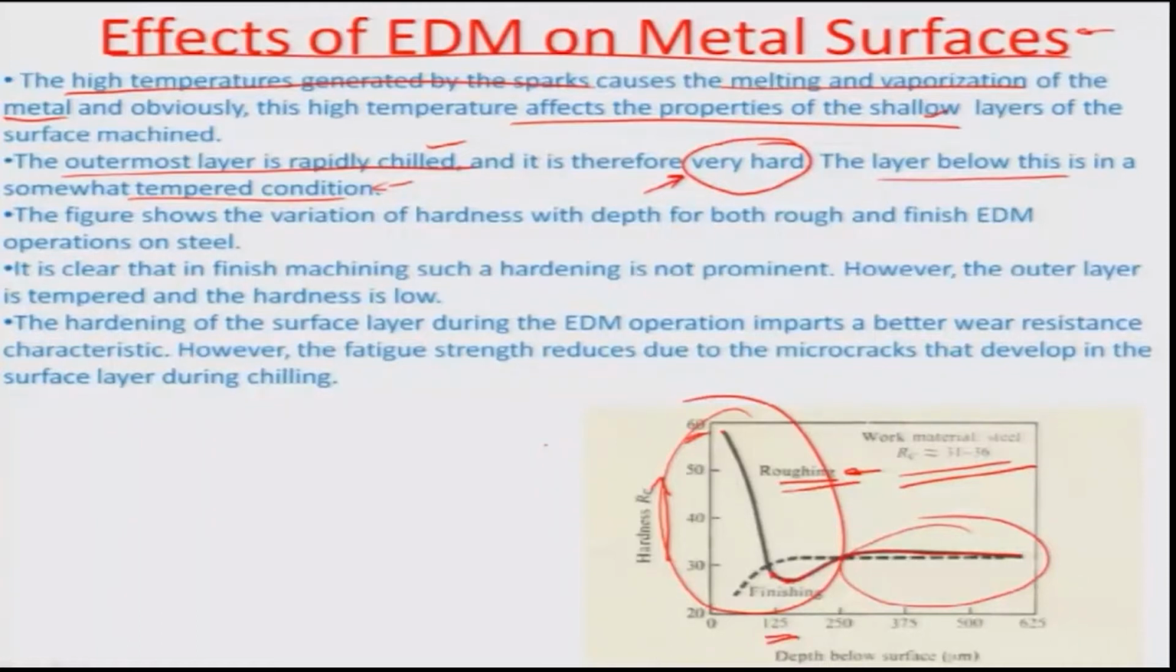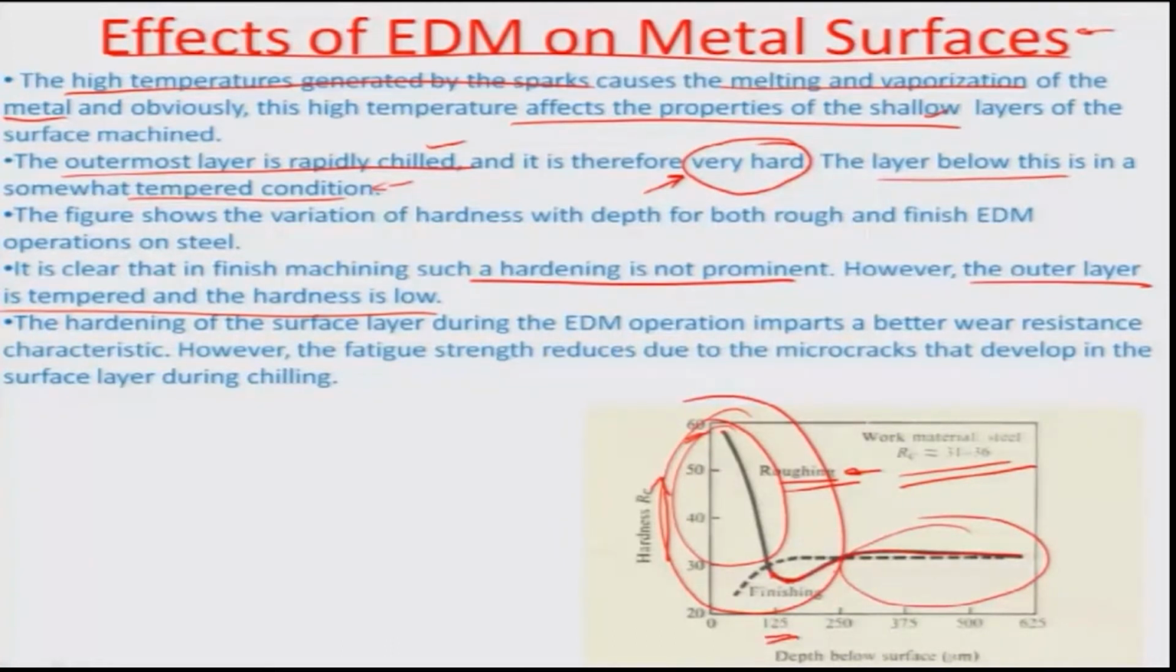For a finishing process, because the spark energy already is very low, it is clear that such hardening is not a prominent feature, because we are not really superheating the material. It is only a few atomic layers that we are trying to move out by such processes, and so the outer layer in this case is tempered and the hardness is low. Beyond a few layers of the top, the shallow layers below the top surface are really tempered and the hardness is low.